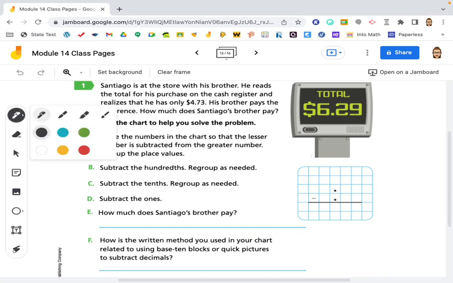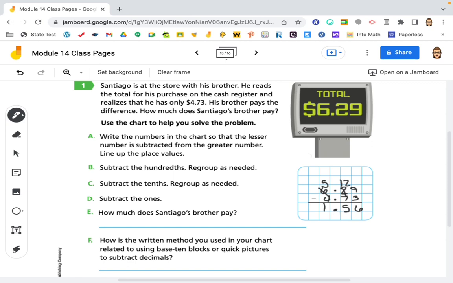So we have $6.29 minus $4.73. So we're going to subtract the hundredths. 9 minus 3 is 6. 2 minus 7, we can't do that, so we need to regroup. The 6 becomes a 5. The 2 becomes a 12. 12 minus 7 is 5. 5 minus 4 is 1. So how much does Santiago's brother pay? He pays $1.56.